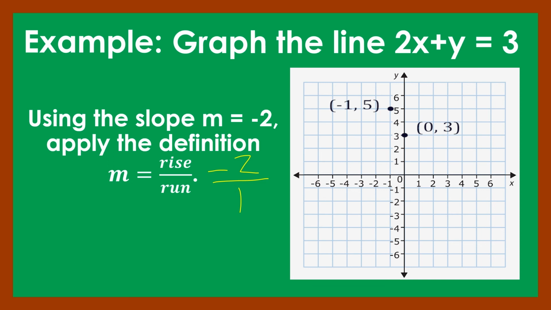Okay? Kung kanina, nag-move tayo 2 places downward, this time we're going to move 2 places or 2 units upward. Kung kanina, nag-run tayo ng 1 unit to the right, this time, magra-run tayo ng 1 unit to the left. So, after getting the second point, we're going to connect the 2 points and name the line. So, the line would be 2x plus y is equal to 3.